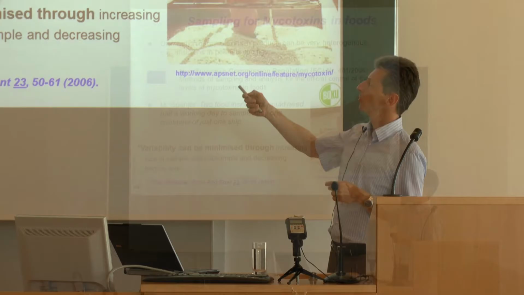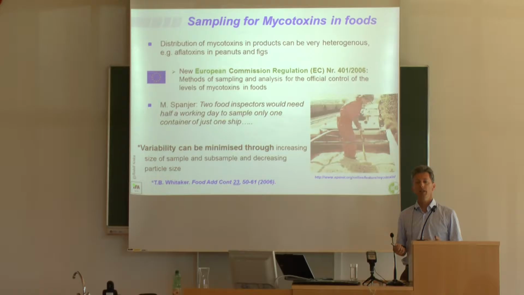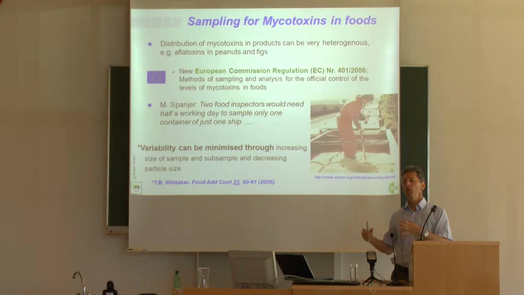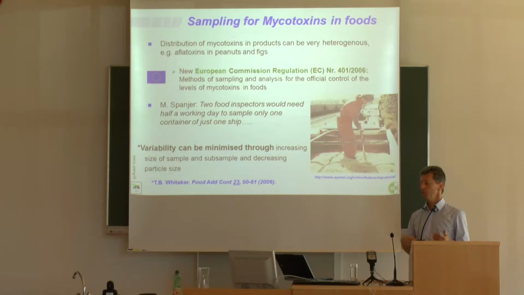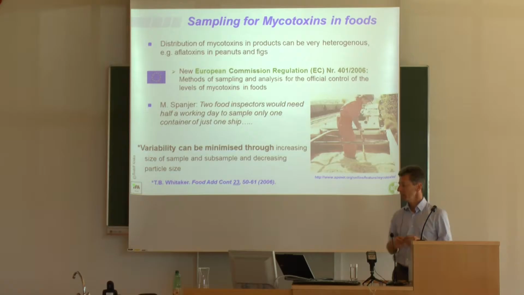One of the best case examples is deoxynivalenol in wheat. Hardly will you find any hot spots there, though it cannot be excluded. Still, there's a possibility of a heterogeneous distribution, but the likelihood for heterogeneity for fusarium toxins is much less than for aflatoxins.